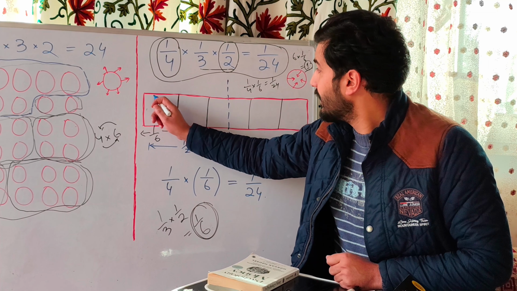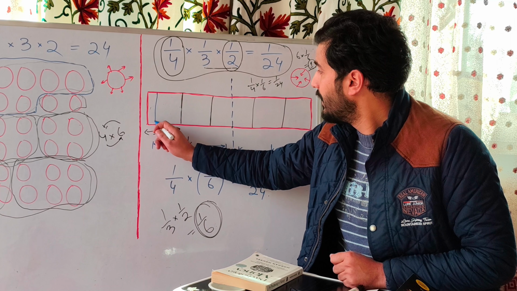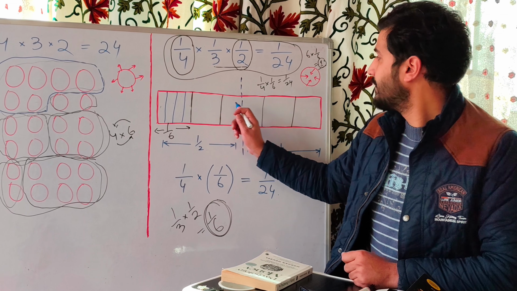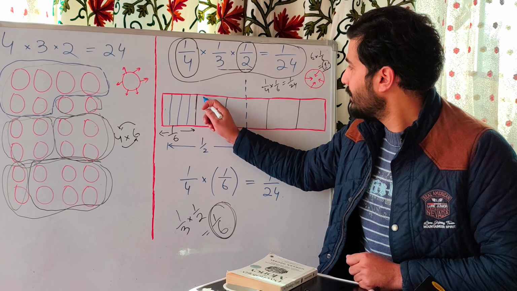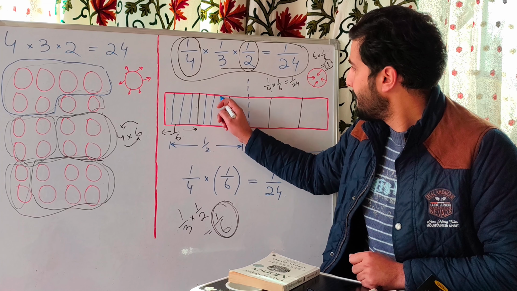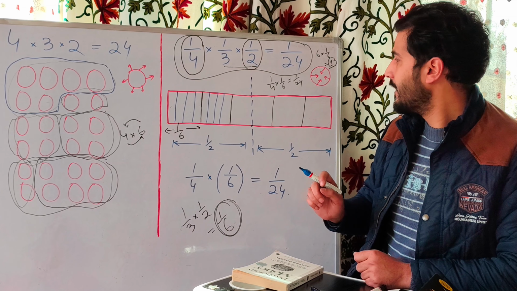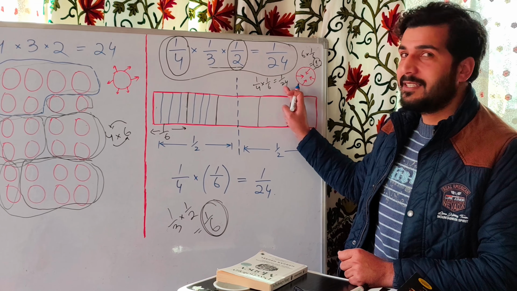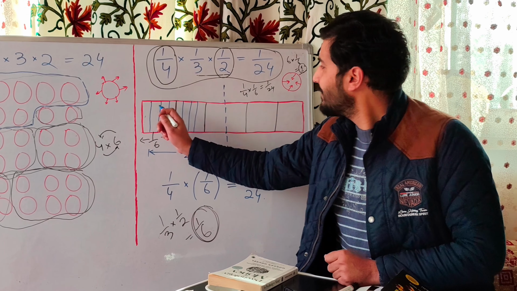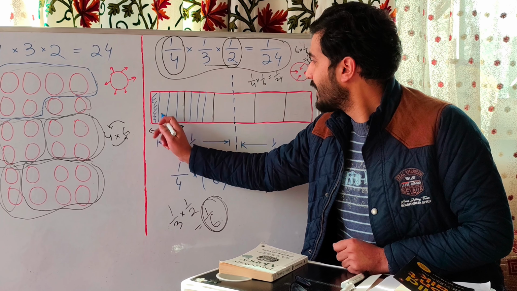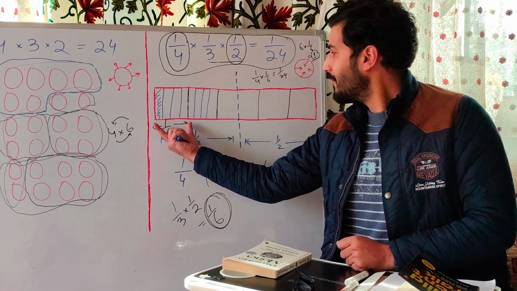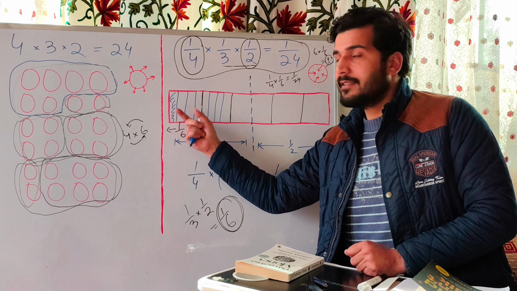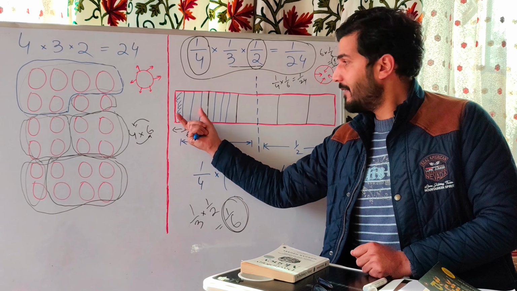Okay. So what will we do? We will break it. We will break it into 4 parts. We are required to find 1 by 4th of 1 by 6, which is equal to 1 by 24, right? So this will be the 1 by 4 of 1 by 6. This is 1 by 6. This much of area is 1 by 6. So what is 1 by 4th of this 1 by 6? This is the 1 by 4th of 1 by 6.